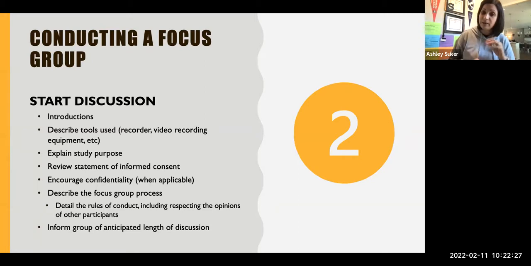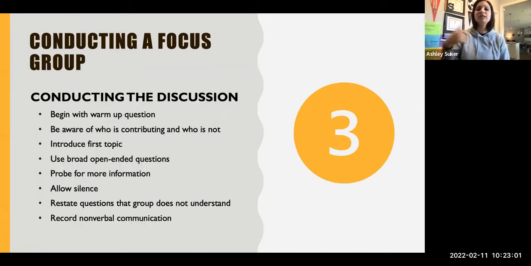You will review the statement of informed consent, which is basically things will be kept confidential. Their names will not be associated with it. Do they want to participate? Yes or no? You'll encourage confidentiality when applicable. You'll describe the process. So you'll say, like, we're going to ask you a series of questions, and we'll be doing this for about 45 minutes. Please raise your hands, or however you want to handle those little details. And then inform the group of the anticipated length of discussion. That's the last thing. Then you'll get started.